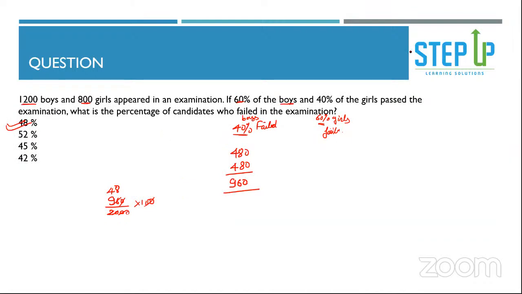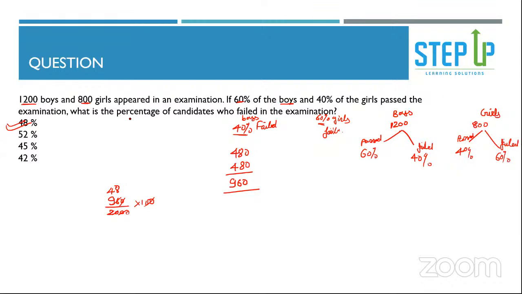So let's see this way quickly. 1200 boys are there and 800 girls are there. Now they're saying 60% boys passed. So if 60% boys passed, I can say 40% failed. Out of 800, if 40% passed, I can say 60% failed.